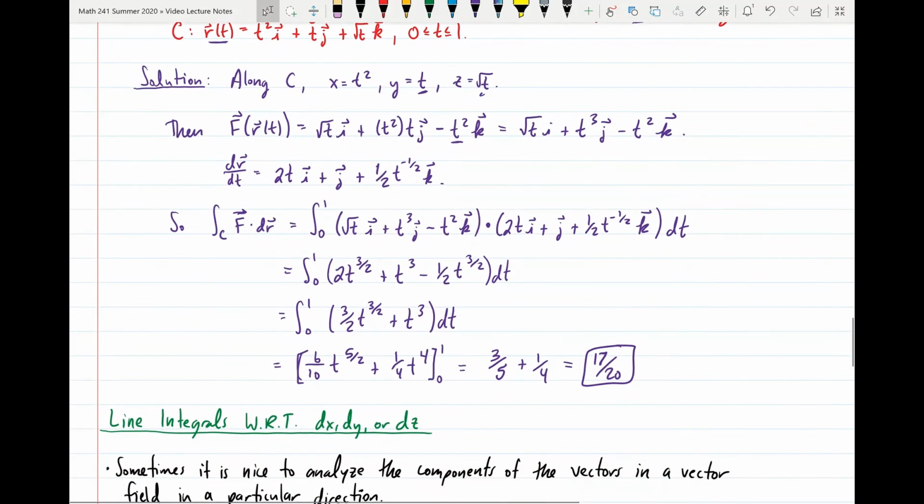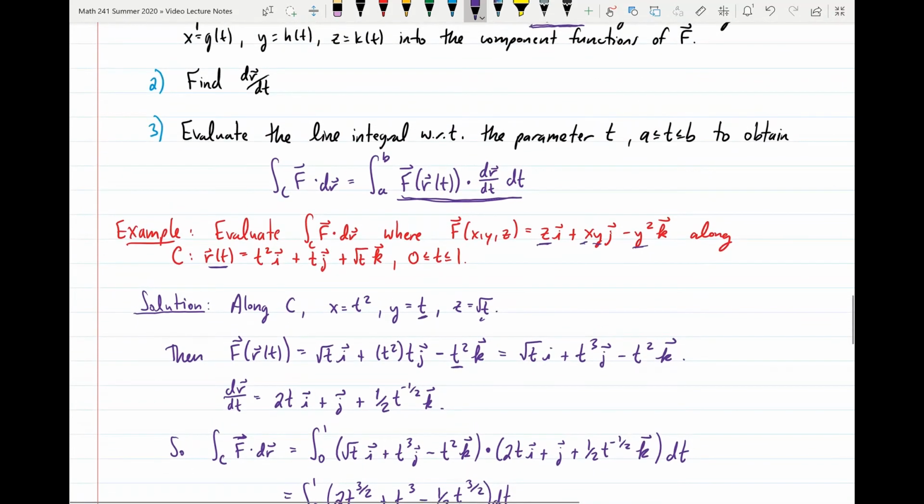And finally, we can evaluate the line integral of F over the curve C by applying this equation that we have from step 3 here.